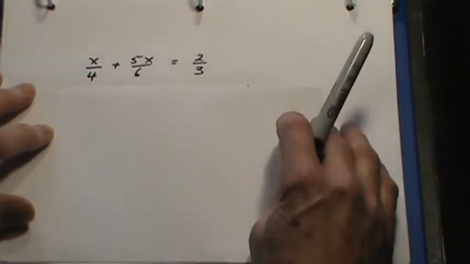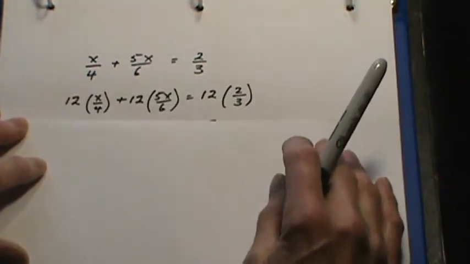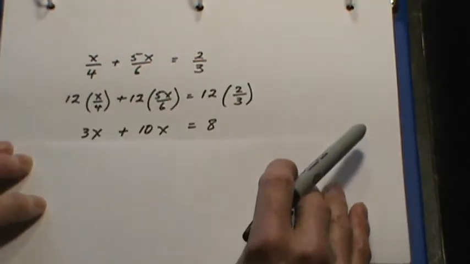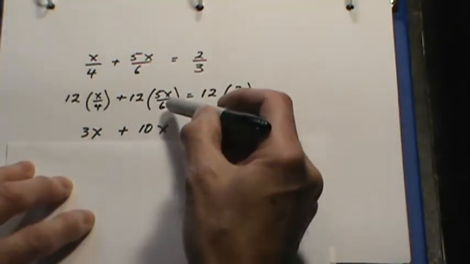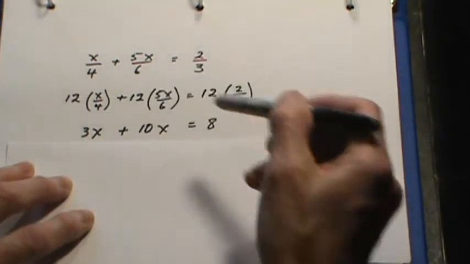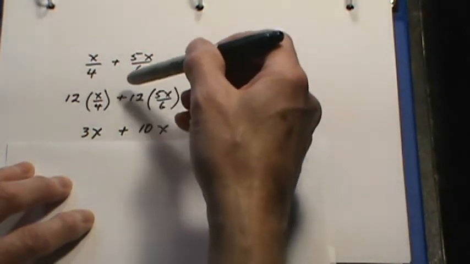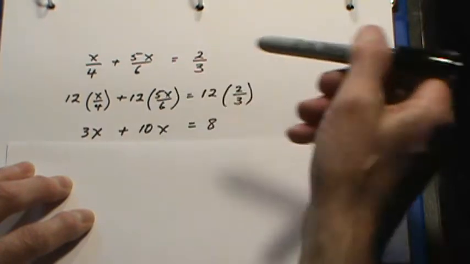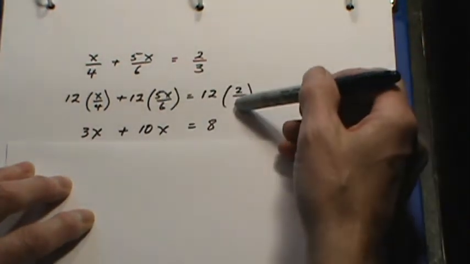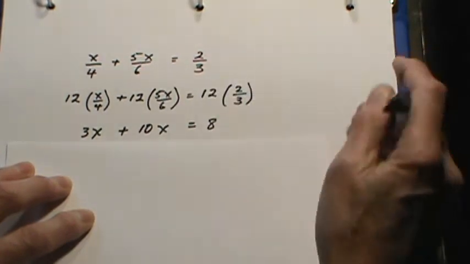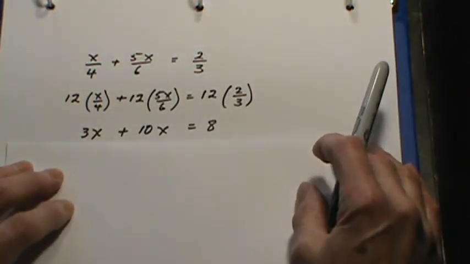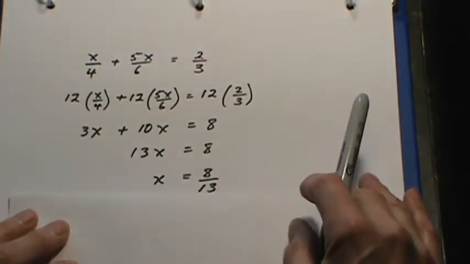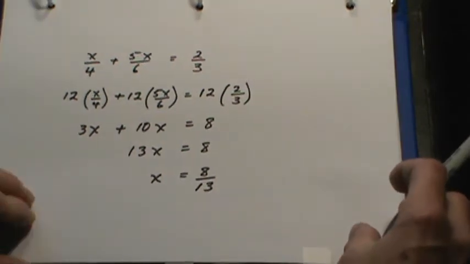So what I'm going to do here is multiply by 12, because that's a common denominator for 4, 6, and 3. 4 into 12 goes 3. You've got to remember how to do this. So you can go 6 into 12 is 2, times 5 is 10, or if you wish, multiply the 12 times 5 first and get 60, divided by 6 again is 10. Here 3 into 12 goes 4 times, and 4 times 2 is 8. And now we've got a relatively simple equation to work with. Just add the x's together, divide by 13, and we've got 8/13.